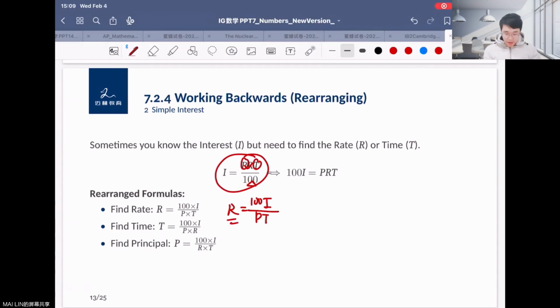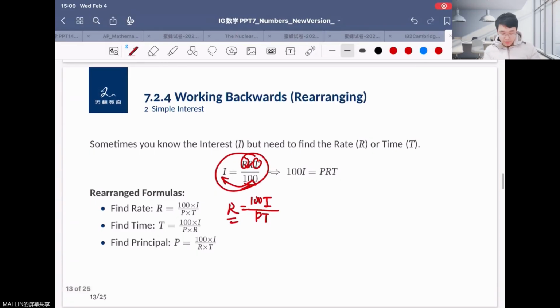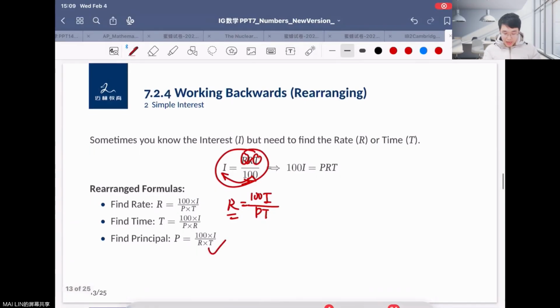And for the time, you can use T equals 100 times I over P and R. And if you want to find the principal, just leave P on one side and all other variables on the other side. That is P equals 100 times I over R and T. So we can just use this to solve different kinds of problems.